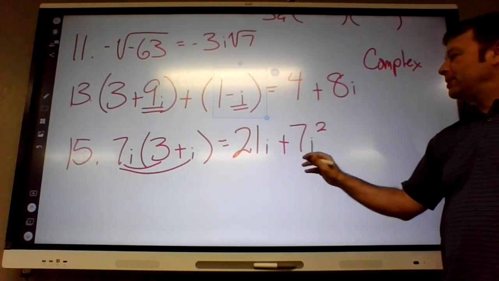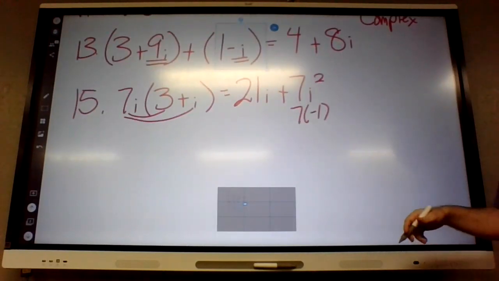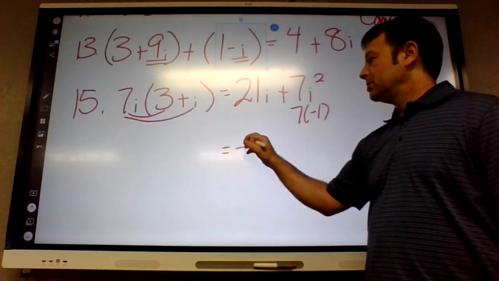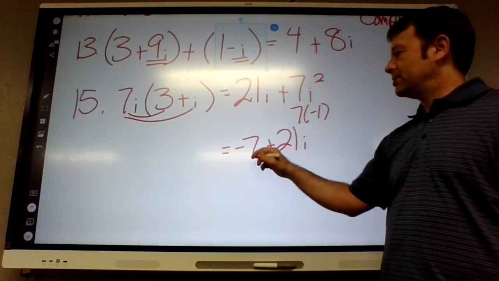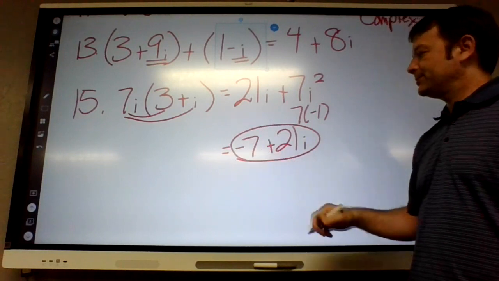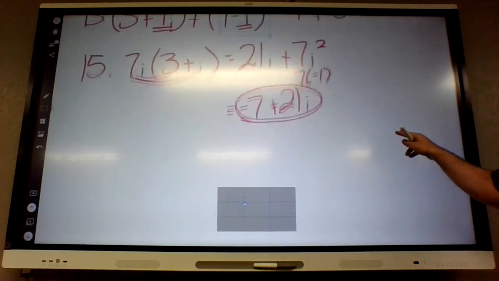Okay, so that's 7 times negative 1. Negatives. So remember how I said put the real number in front, so it's negative 7 plus 21i?